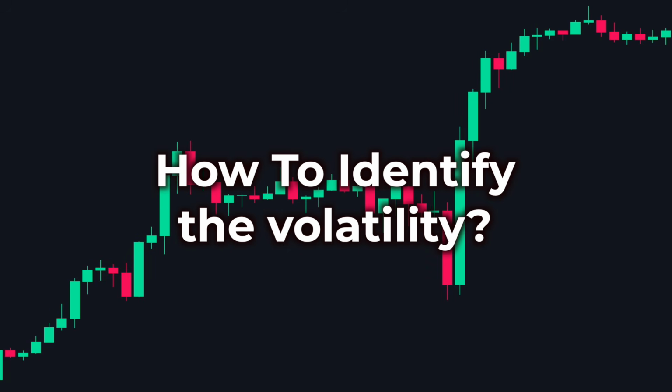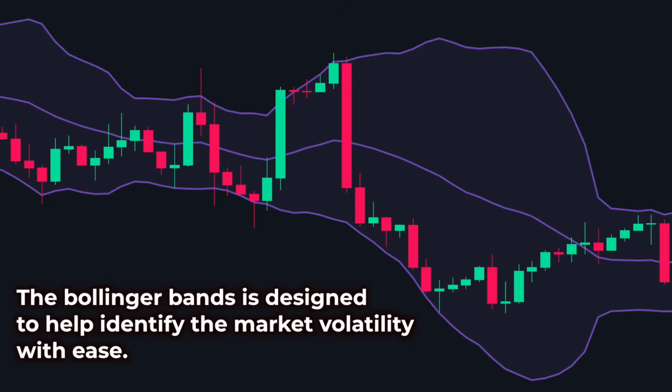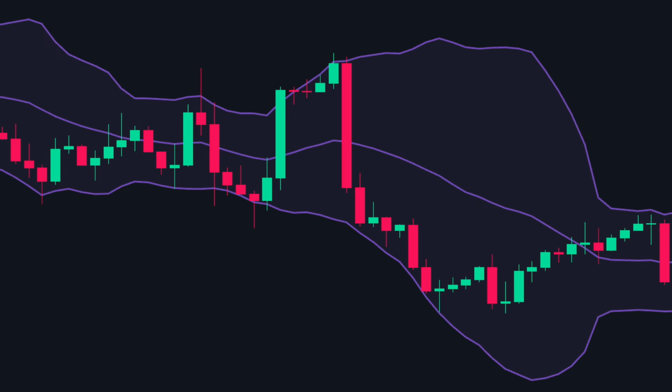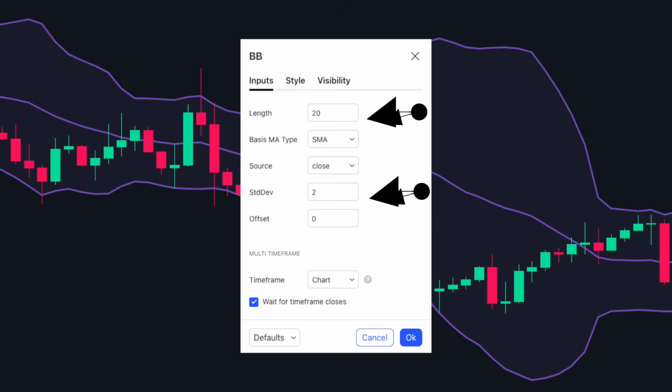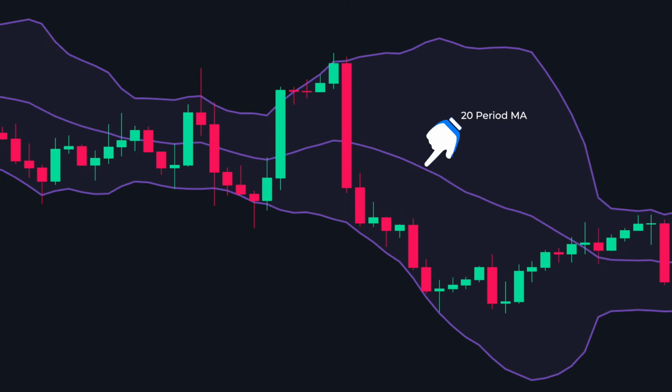But how do you identify the volatility? This is where the Bollinger Bands come in. The Bollinger Bands indicator is designed to help identify the market volatility with ease. It consists of 3 lines. Its default setting is set to 20 periods and 2 standard deviations. On these settings, the middle line is a simple 20-period moving average. The upper band is calculated by adding 2 standard deviations to the middle line. Similarly, the lower band is calculated by subtracting 2 standard deviations from the middle line.